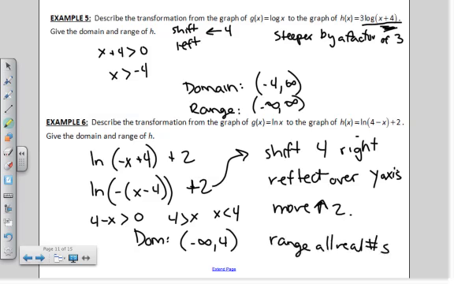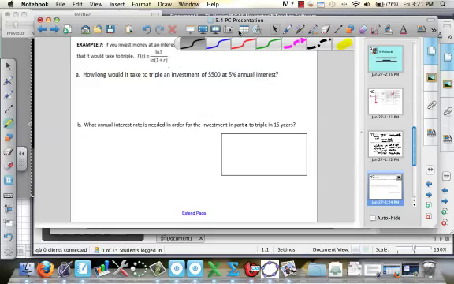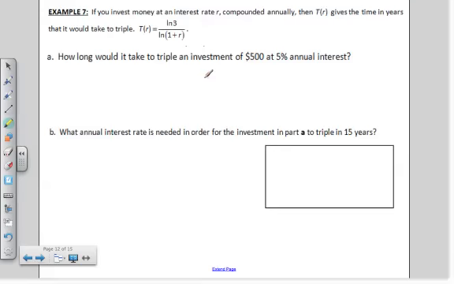Okay, and all right, last thing that we're going to do is a nice little word problem. If you invest money at that rate, compounded annually, then this function t of r gives the time in years that it would take to triple. So how long is it going to take to triple an investment of $500 at 5%?